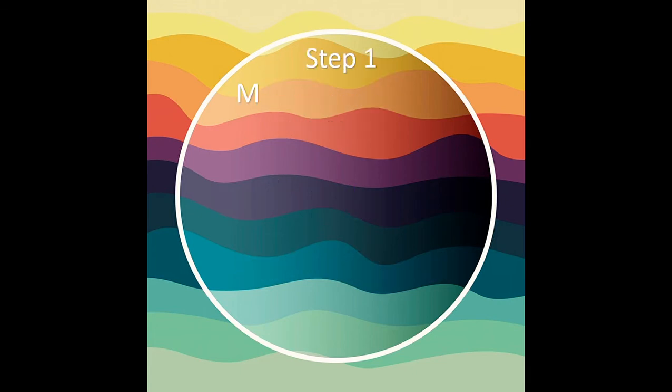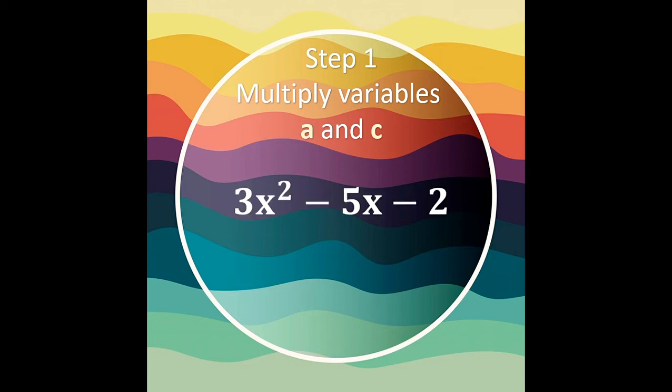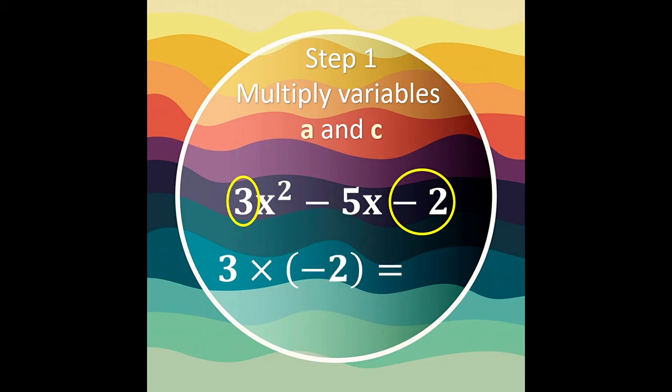Step 1 is multiplying the variables a and c. As I showed in the previous example, the standard form has a and c. In the equation, a is going to be 3 and c is going to be minus 2. So we are going to multiply 3 and minus 2 and we will get minus 6.